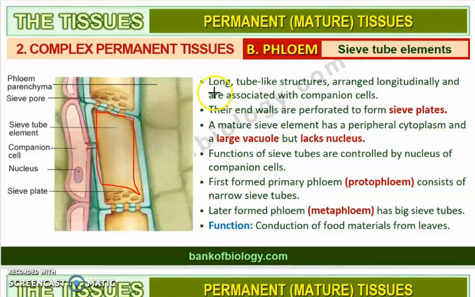So these are long tube-like structures. Okay, how are they? They are long and they are tube-like structures arranged longitudinally. Arranged longitudinally, it is seen straight. Okay, it is arranged longitudinally and are associated with companion cells. You can see a nearby pink-shaped cell which is called the companion cell. Okay, so always the sieve tube elements are arranged longitudinally and are associated with the companion cells.